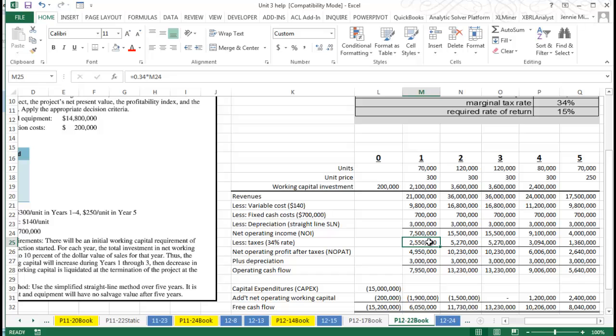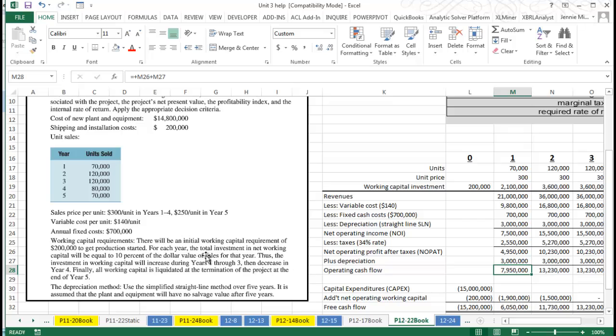Our tax is just 34% of the NOI. It's not 34% of the revenue, it's 34% of the net operating income. We subtract that out, come up with what they call NOPAT, net operating profit after taxes, and then we're going to add back our depreciation. Remember, depreciation is a non-cash expense, and that's why we're adding it back in. That gives us our initial operating cash flow.